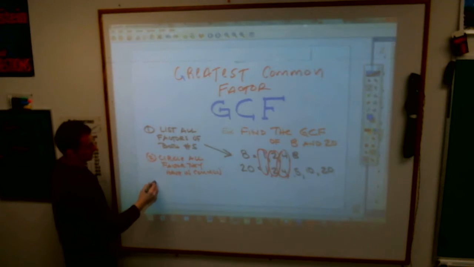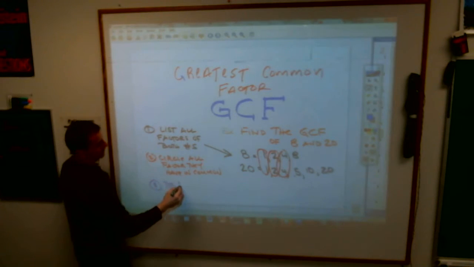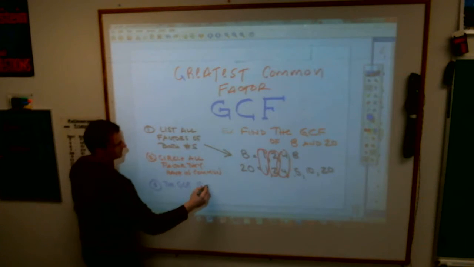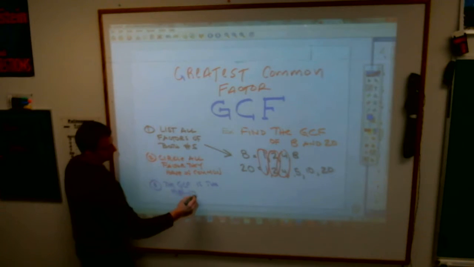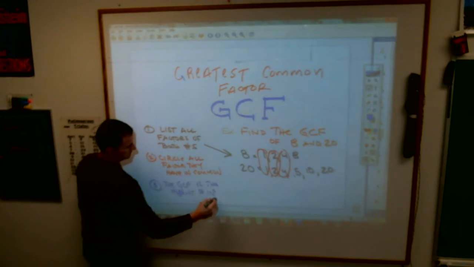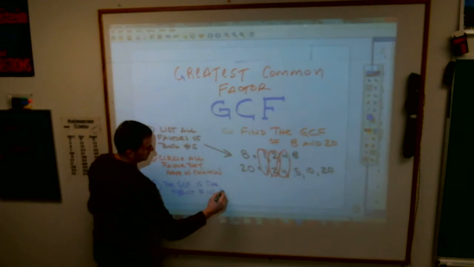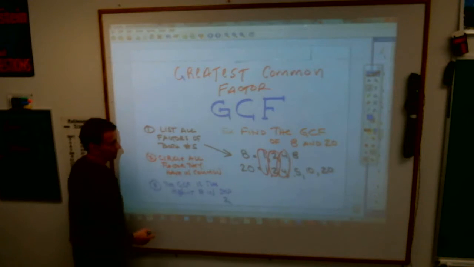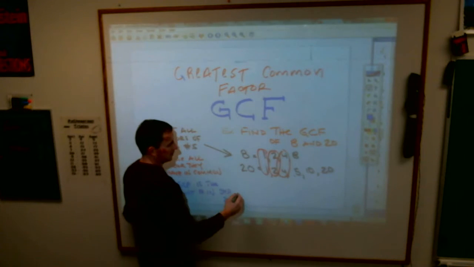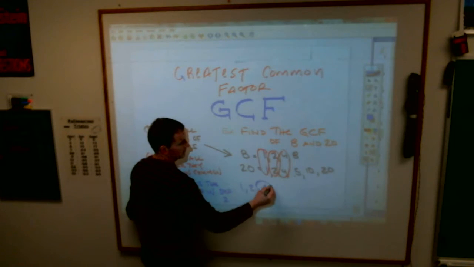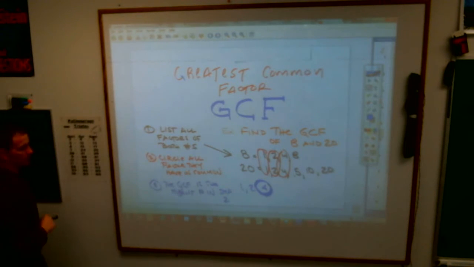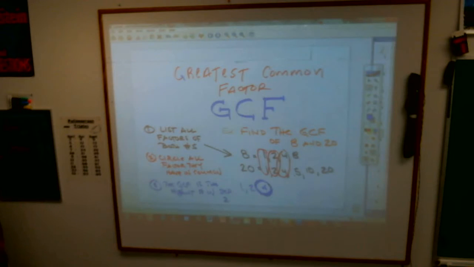And step 3 is the greatest common factor is the highest one from step 2. So you look at your answers. The common factors they have are 1, 2, and 4, but 4 is the greatest one they have in common. So that is the greatest common factor.